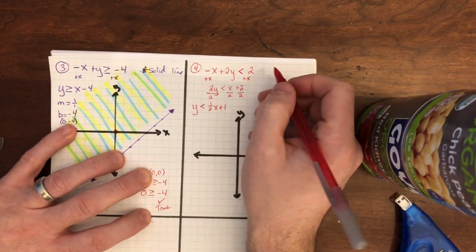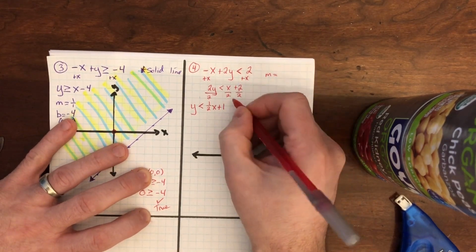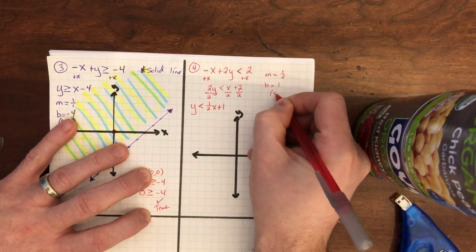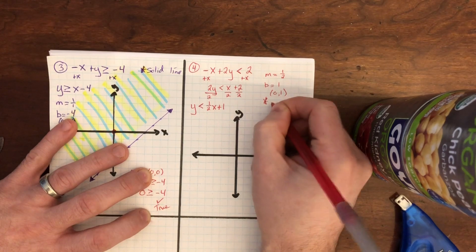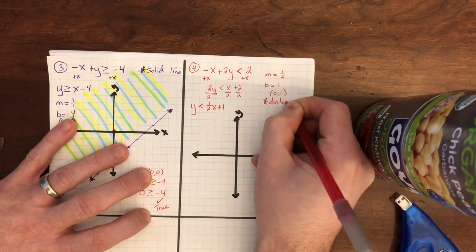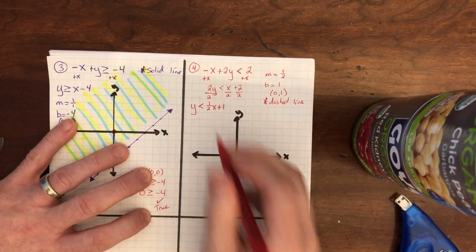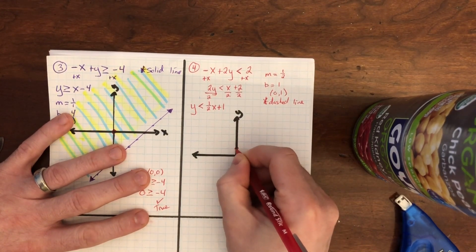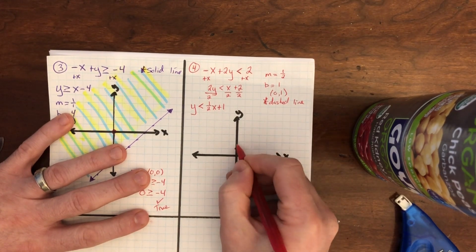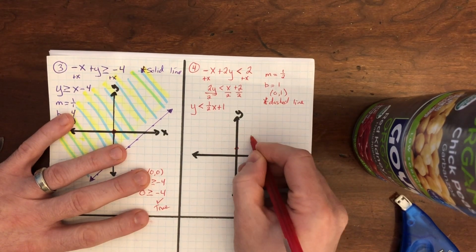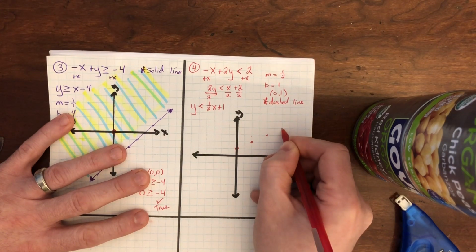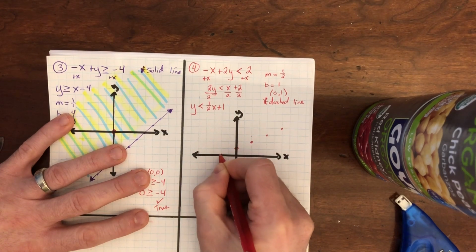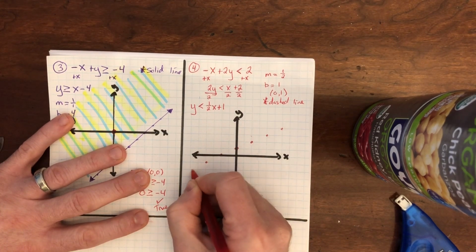Okay, I'm gonna write all of my information over here this time. My slope is 1/2. My b is 1, which is the point 0, 1. And now notice again, this is a dashed line, because it's just less than. So if we start at 0, 1, our slope is 1/2, so we're gonna go up 1 over 2. We're gonna rise 1, run 2, or we can fall 1, run 2, fall 1, run 2.